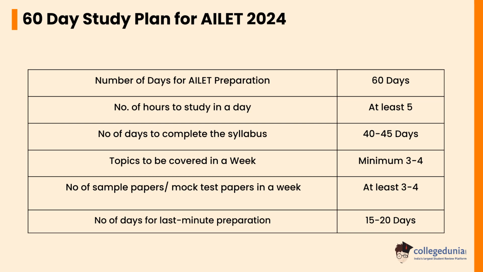At least give 60 days for AILET preparation. Give 5 hours to study in a day. Give 40 to 45 days to complete the syllabus. Minimum 3 to 4 topics should be covered in a week. At least 3 to 4 sample papers or mock tests should be given in a week. Give 15 to 20 days for last minute preparation.